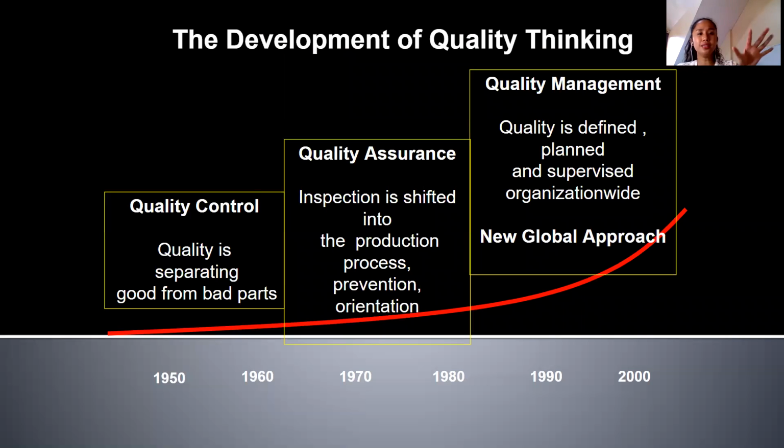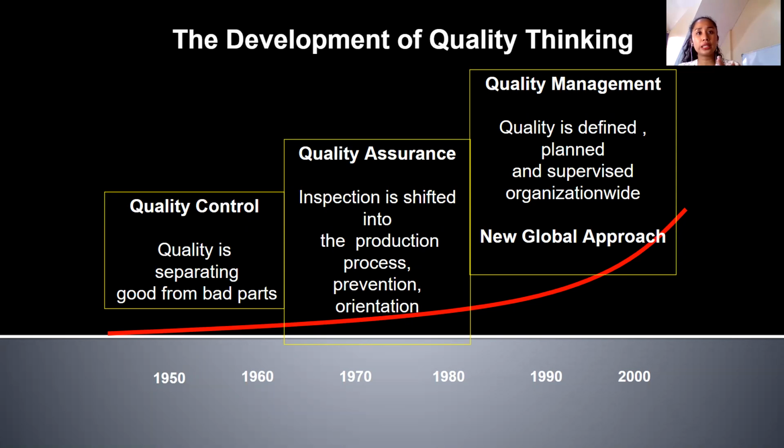So, class, over the years, there have been changes in how people think about quality. Nung 1950s, class, quality is separating good from bad parts. Very practical sila. So, alin yung mga good, let's maintain the good, saan yung mga bad, alisin natin. Gano'n lang quality control sa kanya.